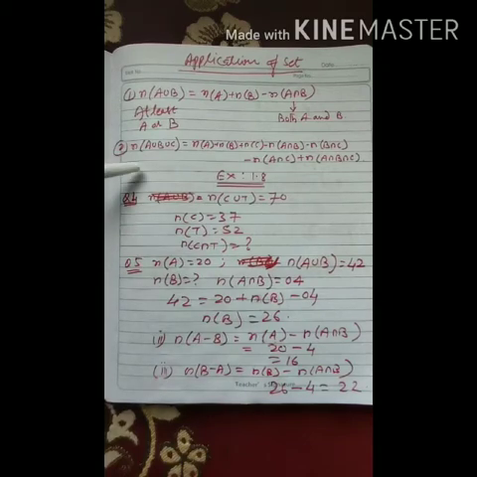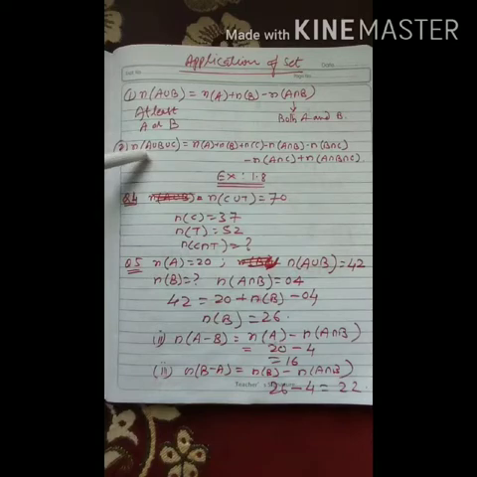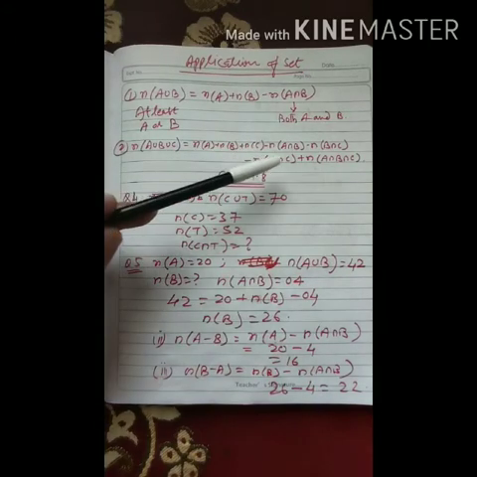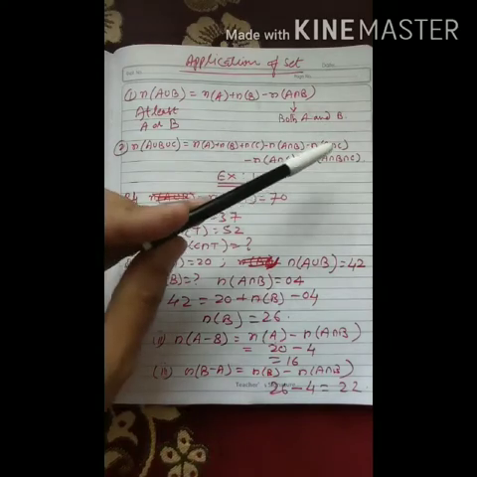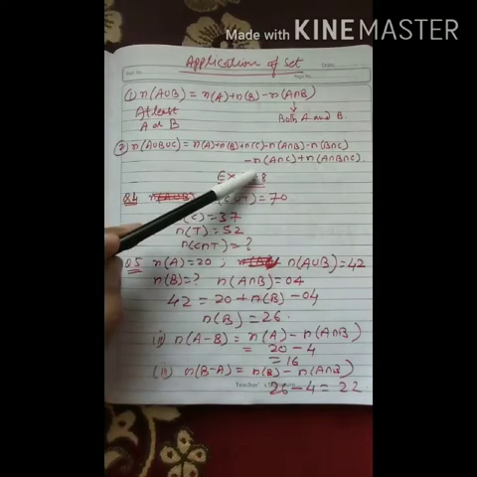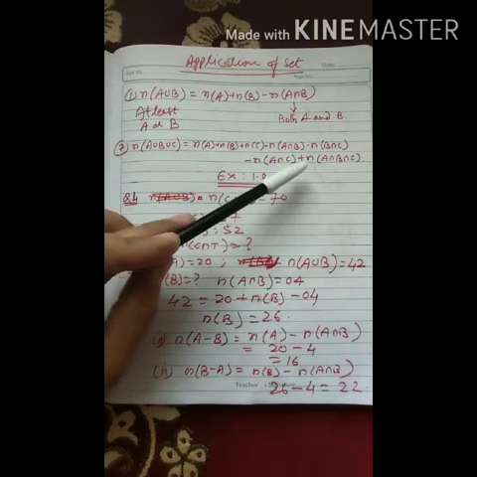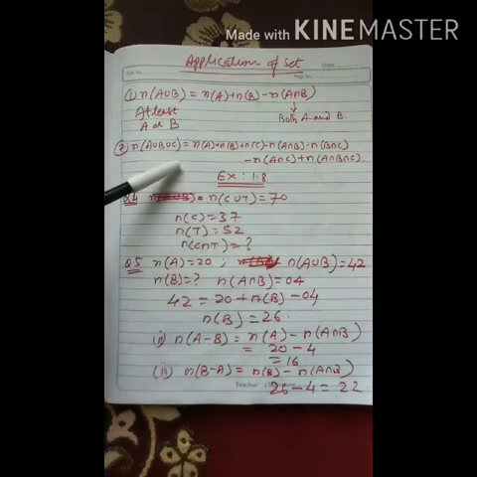Now if there are three events or three sets, then n(A union B union C) is equal to n(A) plus n(B) plus n(C) minus n(A intersection B) minus n(B intersection C) minus n(A intersection C) plus n(A intersection B intersection C). This is the formula for three events. Now let us take some examples one by one.